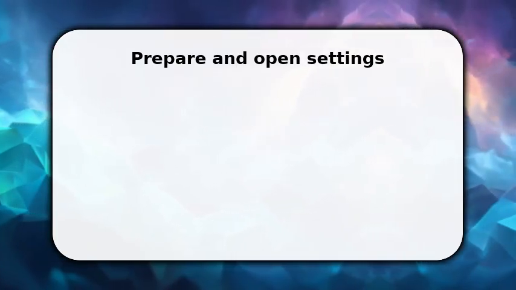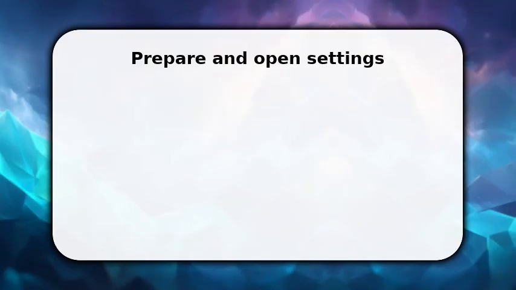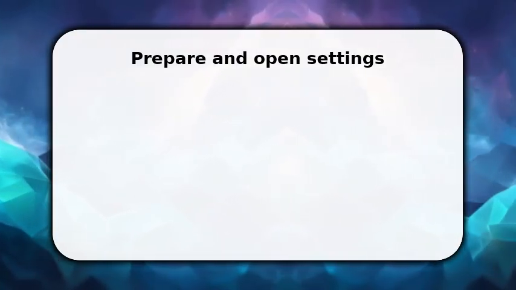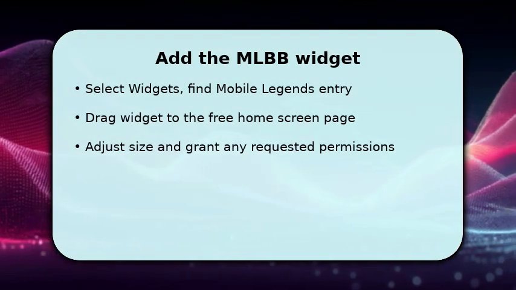You need at least one free home page and sufficient battery to avoid interruptions, because the widget creation process writes a shortcut that requires app permissions. Next, locate the Mobile Legends widget in the widget panel and drag it onto the free home screen.